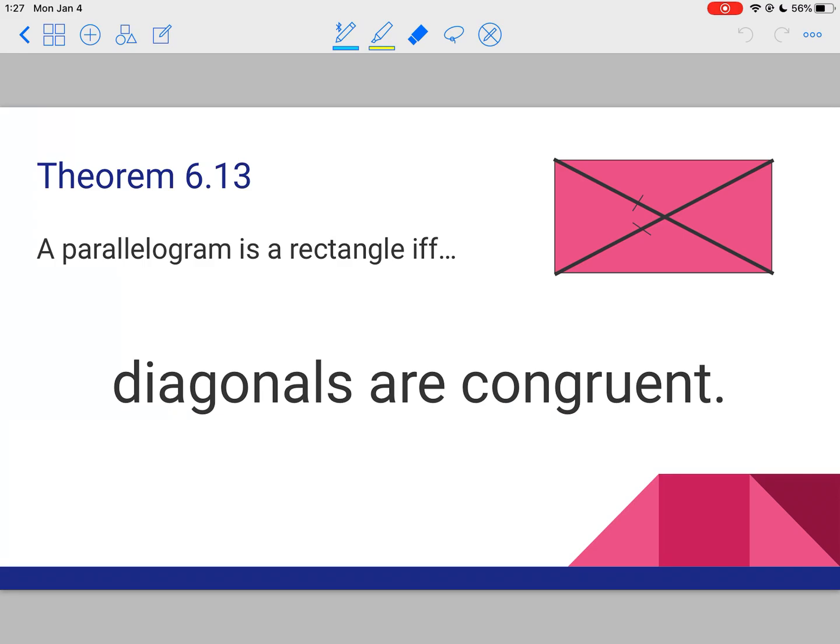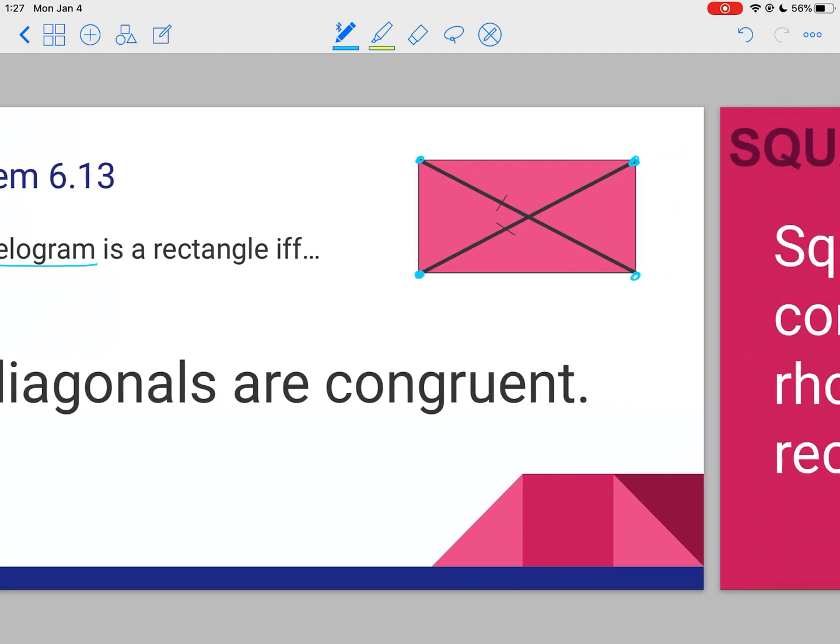Theorem 613 says a parallelogram is a rectangle. So here we're moving to a rectangle, and again, it starts as a parallelogram already. A parallelogram is a rectangle if and only if the diagonals are congruent. That means the length from one vertex to the opposite vertex is going to be the same for both, so both of these sets are going to be the same length. Now, it's already a parallelogram, so the diagonals already bisect each other, but that's a previous theorem. The new part is that the diagonals are congruent.